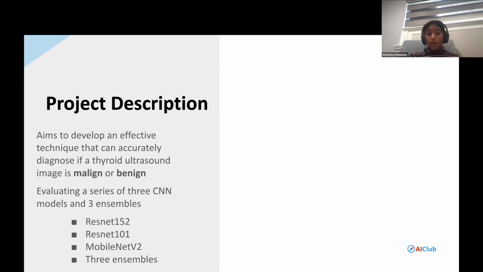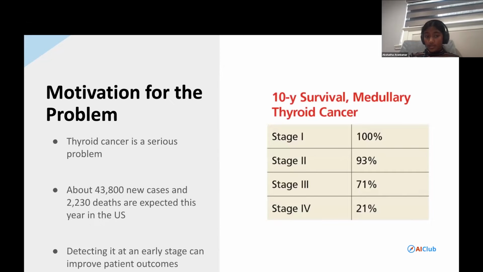The motivation for this problem was that thyroid cancer is a serious problem. It is one of the most common cancers in the USA, and this year, it's expected that there will be 43,800 new cases and 2,230 deaths. Detecting thyroid cancer at an earlier stage can improve patient outcomes, as you can see in this image to the right.